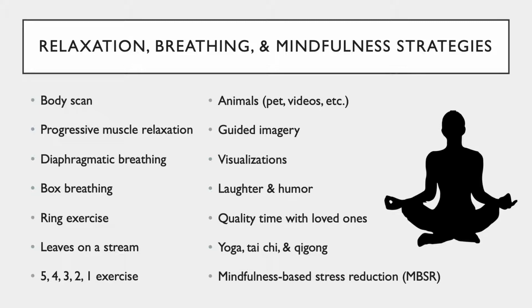Next, leaves on a stream, which is an activity that is involved in ACT mindfulness. So this is an ACT strategy. For leaves on a stream, you're going to picture a stream with trees nearby. As a leaf falls from the tree into the stream, you print whatever you're thinking in that moment onto the leaf and watch it float away.